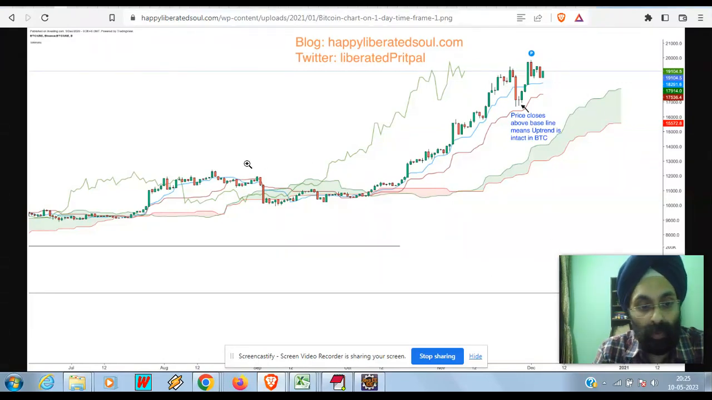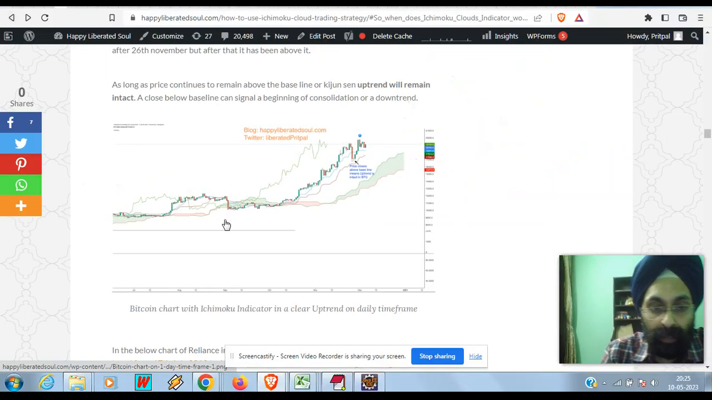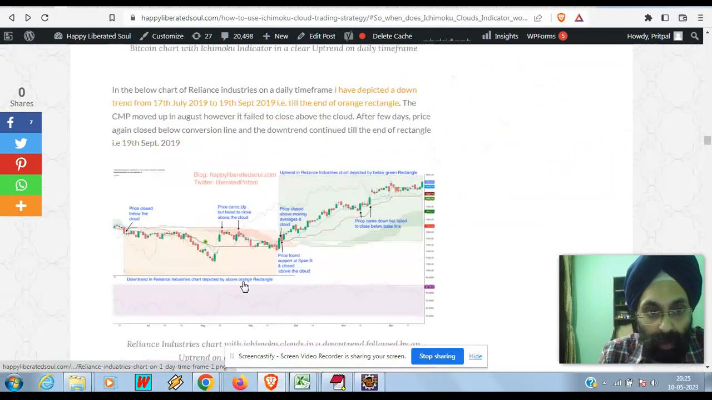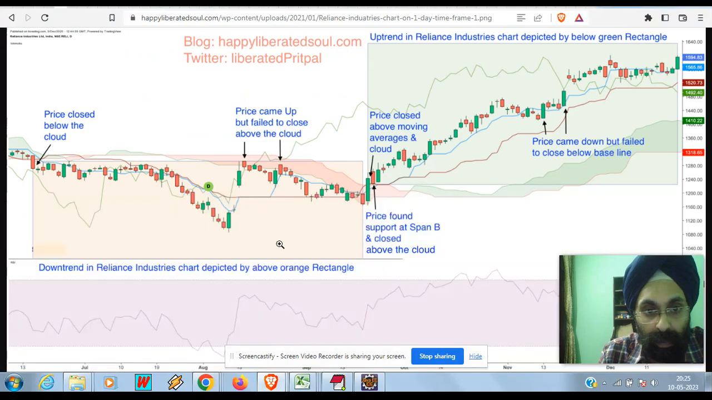So now, after Bitcoin, we will understand how we can identify a downtrend, again using the Ichimoku cloud. Here I'm opening the chart of Reliance, and I will show how we can detect a stock in the downtrend using the Ichimoku cloud.